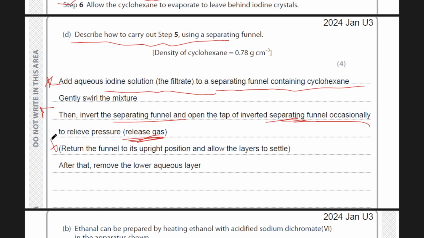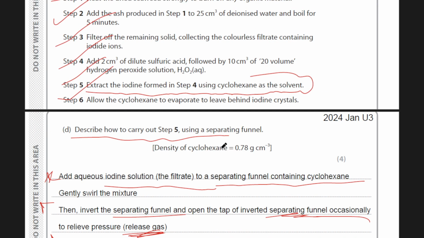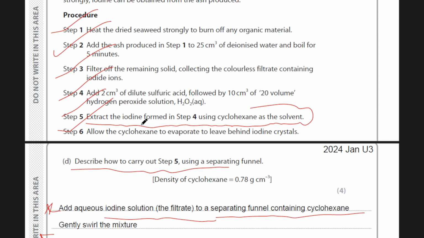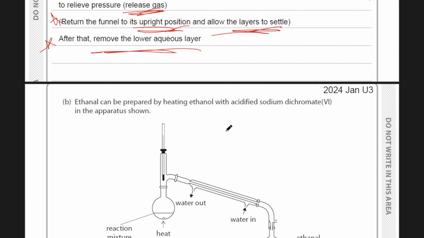Then we will again return the funnel to its upright original position and allow the layers to settle down, and then we can discard the lower aqueous layer. The lower layer is obviously going to be the cyclohexane, while the iodine remains at the top.